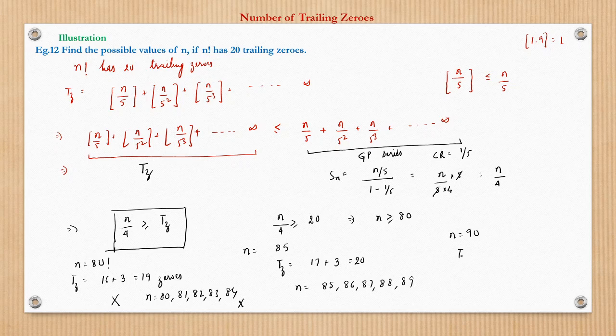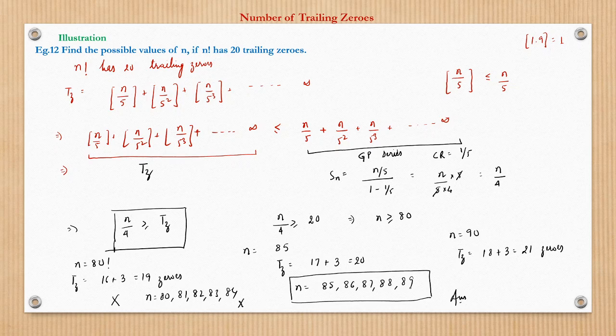Let us check that. So 90 by 5 is 18, 18 by 5 is 3. So it becomes 21 zeros. So 90 should not be there. So what is our answer then? This is our answer, right? 85, 86, 87, 88. So that is the answer we should be writing here. Find the possible values of n, so that n is 85, 86, 87, 88, 89.